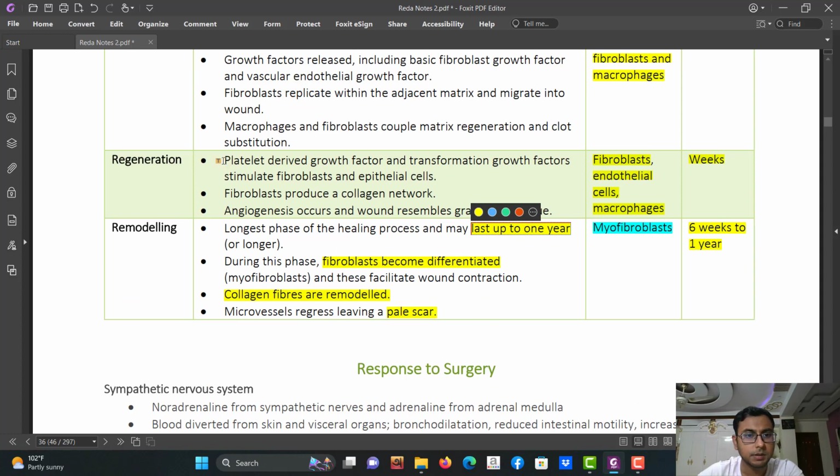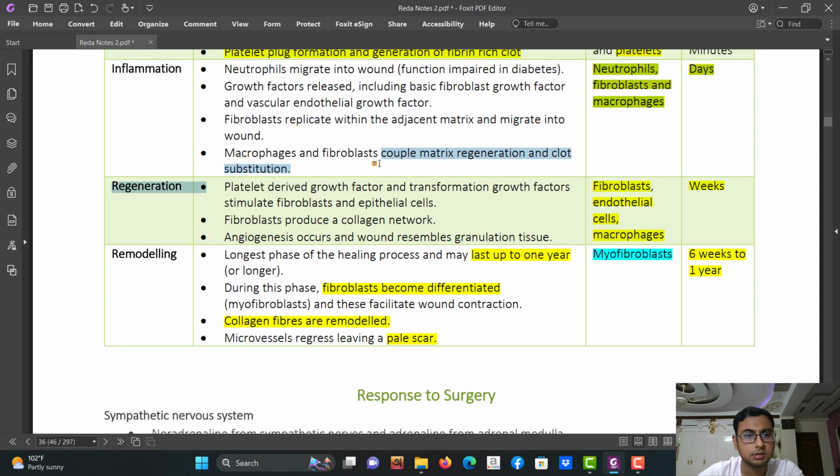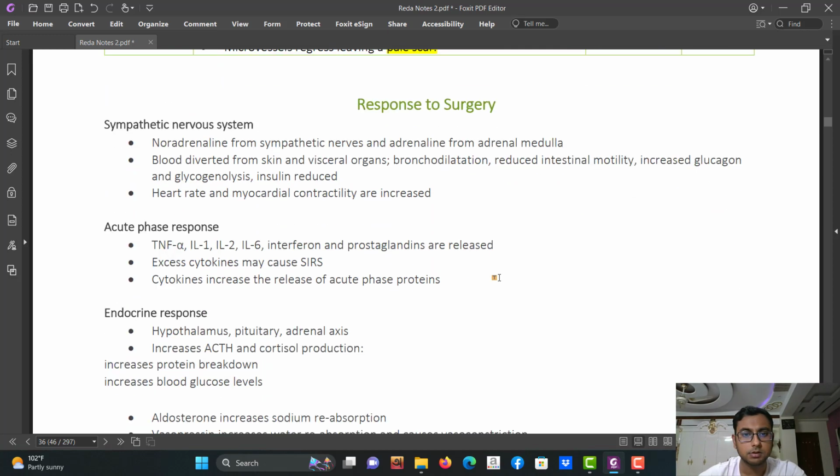And in regeneration, platelet derived growth factors. So platelet derived growth factors and transforming growth factors stimulate fibroblasts and epithelial cells. Okay, so we must remember platelet derived growth factor, PDGF, and the transforming growth factors stimulate fibroblasts and epithelial cells, which initiates or gives stimulation for regeneration. Now the response to surgery.